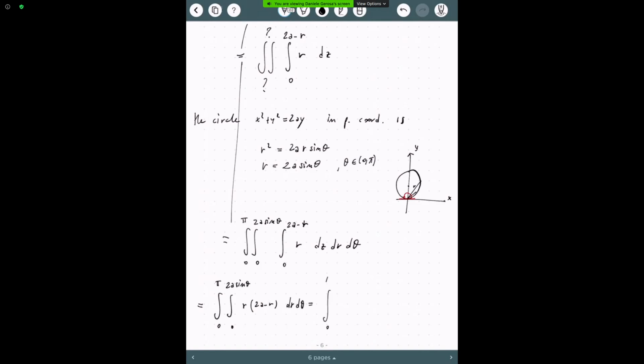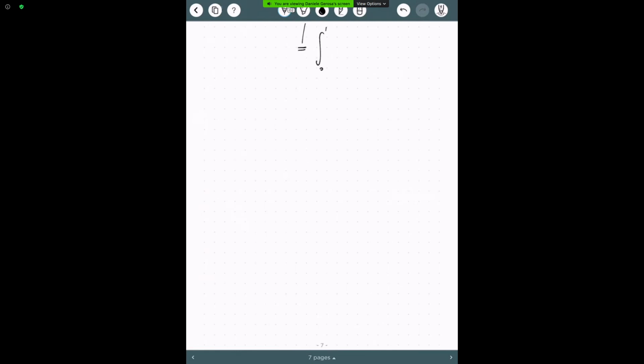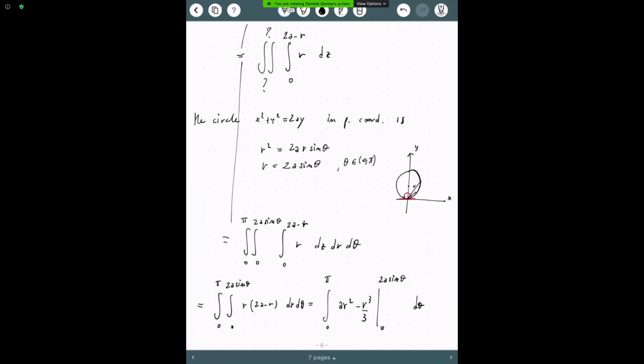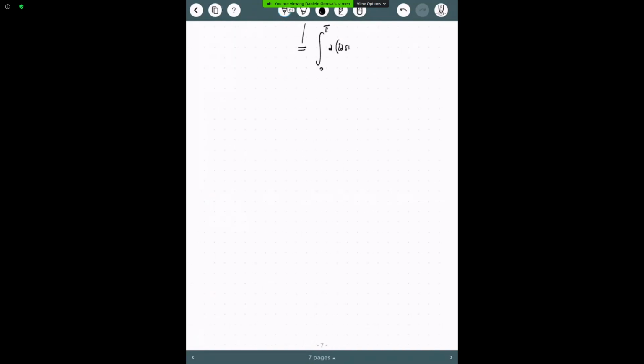Now we integrate in r. So what do we get? I don't like this a, well, okay, let's go anyway. So we do get a r squared minus r to the power of 3 divided by 3, between 2a sine theta and 0, in d theta. So we get the integral between 0 and pi of a times 2a sine theta squared minus 2a sine theta to the power of 3 divided by 3, in d theta.